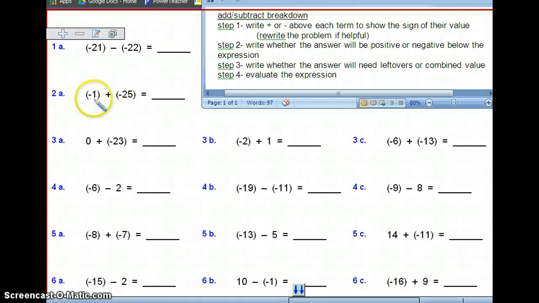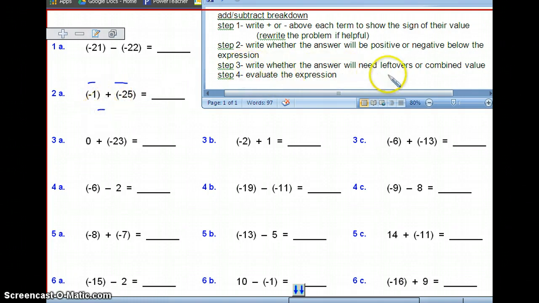of their value. So for example, let's look at, I'm not sure if you can see that term, so I'm going to jump to 2. -1, that is a negative. And adding -25, the addition of the opposite is a subtraction or a negative. So those are both negative terms. So write whether the answer will be positive or negative. If we're combining two negatives, we're going to make more negative. So it will be a negative answer.